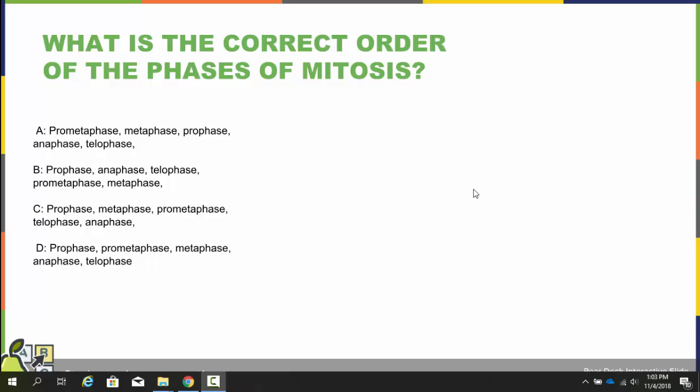Remember that prometaphase is the half prophase and half metaphase. So it always goes in between those. So if you see a question like this, always look for prometaphase and make sure that it's sandwiched right in between prophase and metaphase.